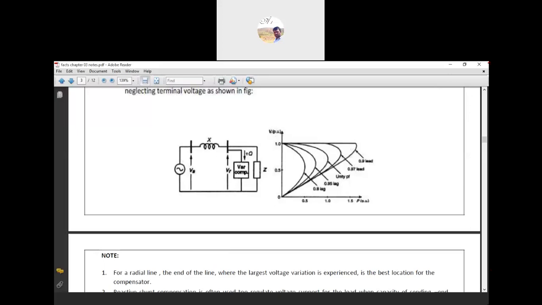Here we have another controller, which controls from the midpoint. Today's class is only an introduction to the shunt component. What is the need for shunt compensation? I am going to explain that.